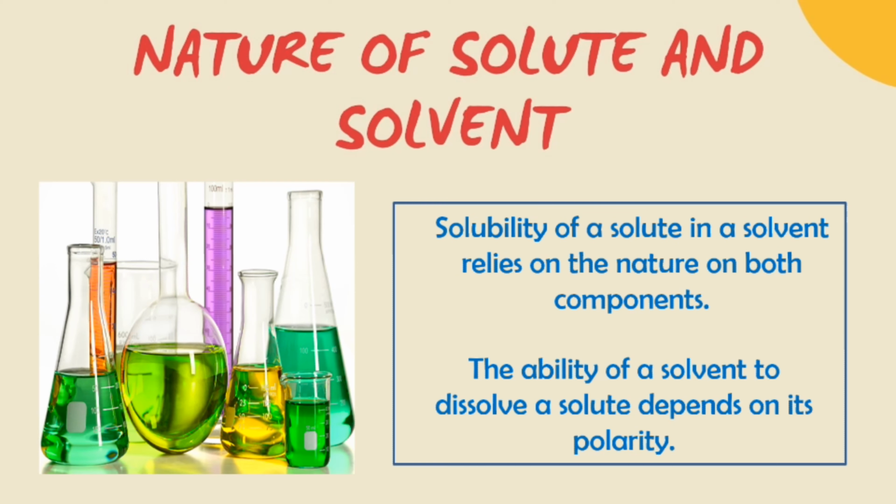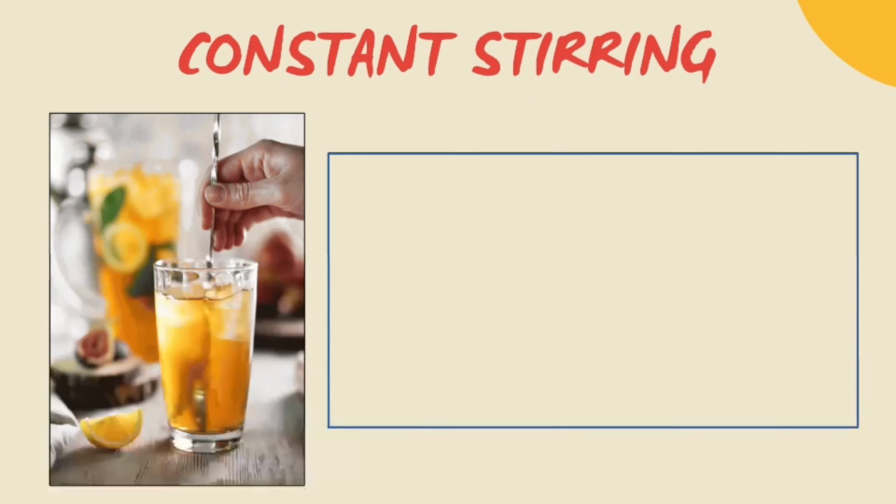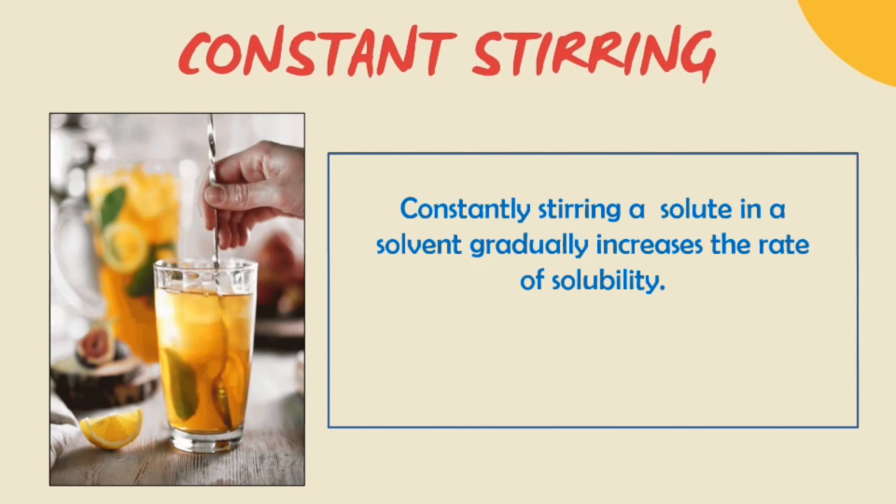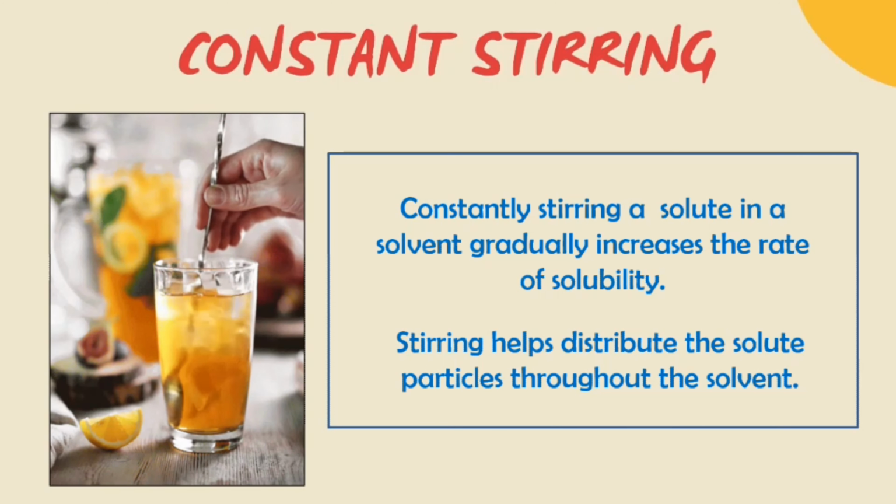Another factor that affects solubility is the nature of both the solute and the solvent. The solubility of a substance and even the rate of dissolving greatly relies on the nature of both components. The ability of a certain solvent in dissolving various solutes depends on its polarity. And the last factor that affects the rate of solubility of a substance is constant stirring of the mixture. Through this action, the rate of solubility increases, and it also distributes the solute particles throughout the solvent.